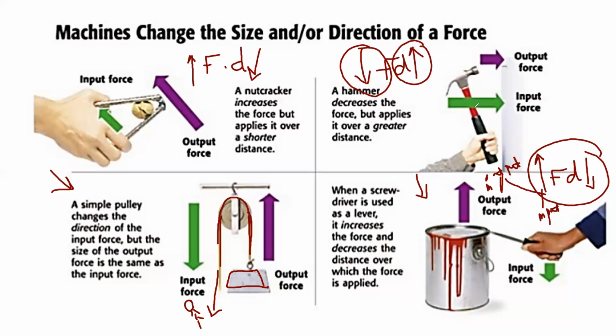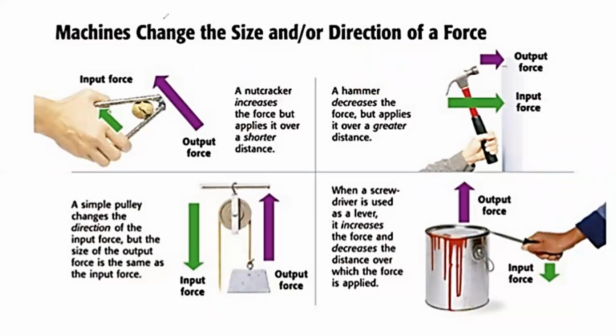So here, for the nutcracker, for the hammer, for the screwdriver, as you see, we change the size of the force, but the direction will be the same. On the pulley, you change the direction of the force, but the size or the magnitude of the force in the input will be the same as on the output. Teacher, it is like force equals force, but in opposite sides. Yes.